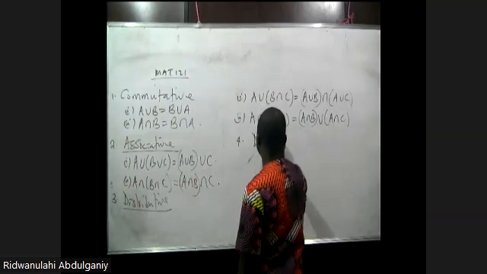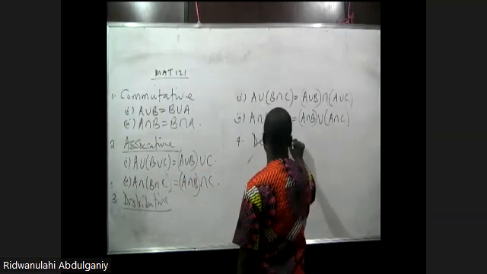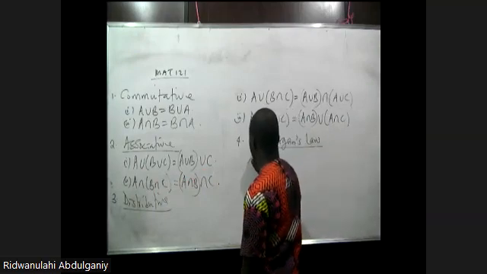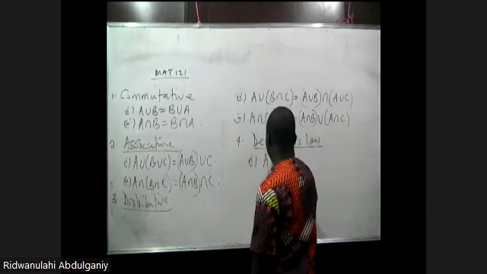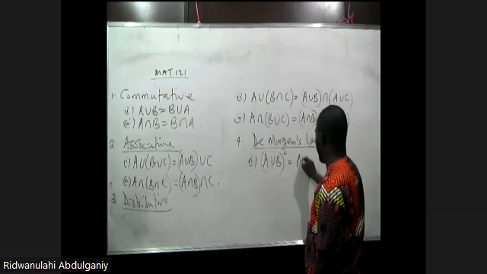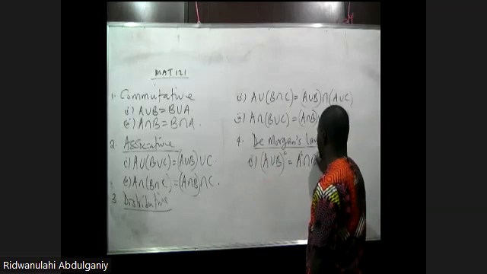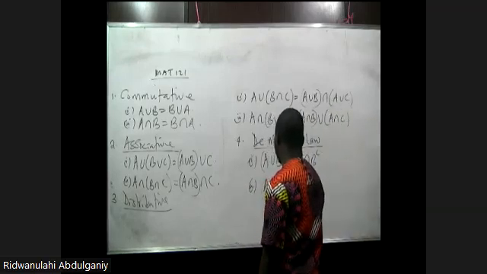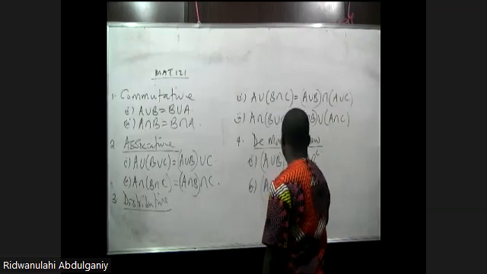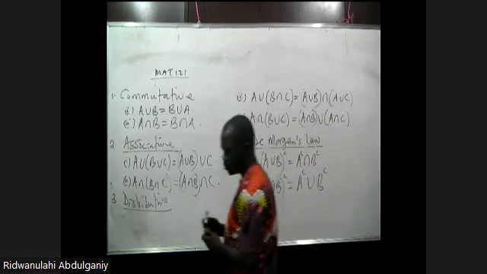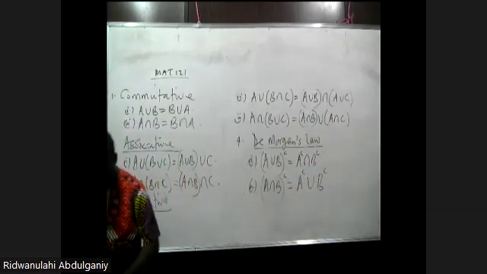Number 4. De Morgan's law. Roman figure 1. A union B complement is A complement intersection B complement. Roman figure 2. A intersection B all complement is A complement union B complement. Copy what you have on the board.